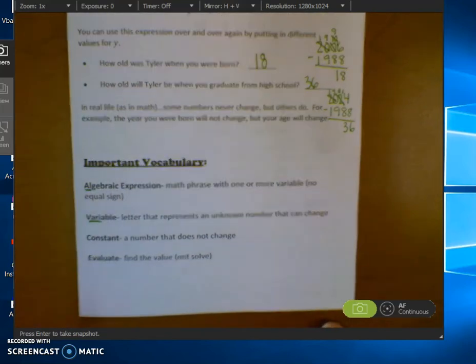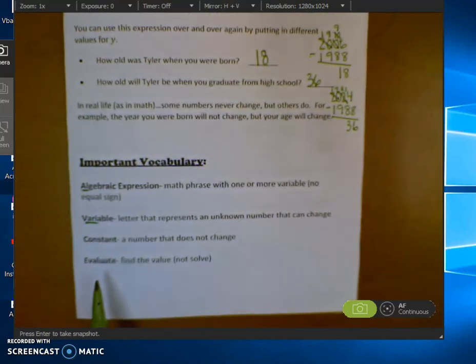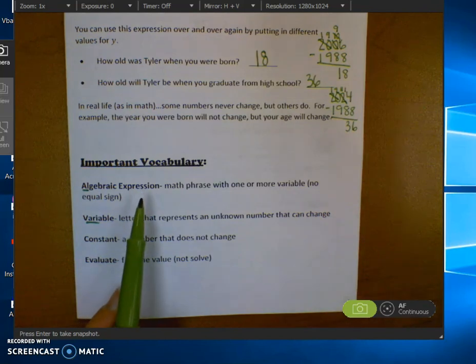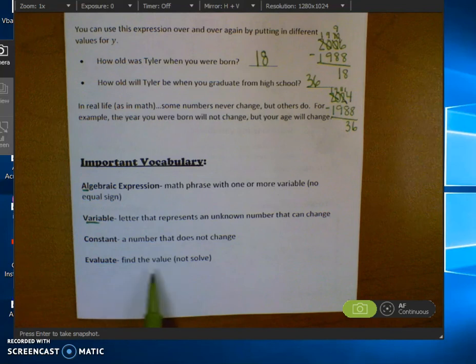And then the very last word down here that we're going to talk about in vocabulary is evaluate, which means find the value. It does not mean solve. If we solve, there's an equal sign, but if there is no equal sign, we say evaluate. So when we're talking about expressions or algebraic expressions, we will evaluate them, which means find the value of them.